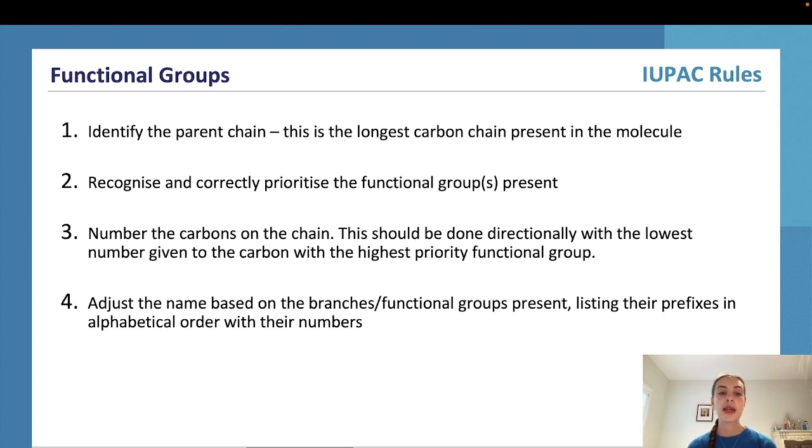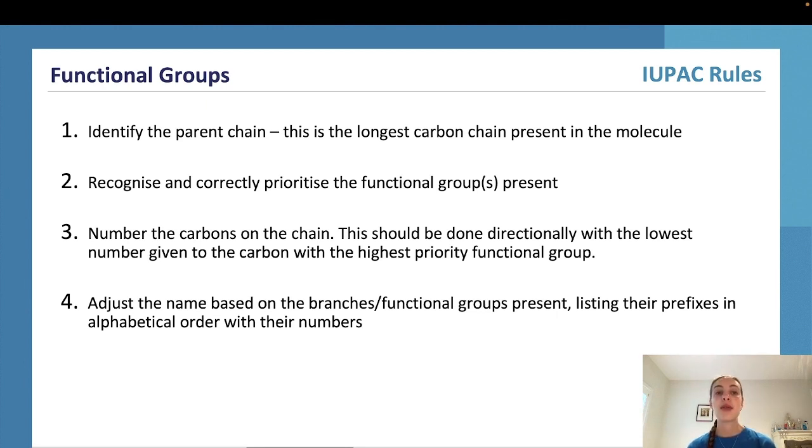The final step is adjusting the name based on branches or functional groups that are present, and this is done by listing their prefixes in alphabetical order with numbers. So we list the functional groups out the front that may be prefixes, and those prefixes will always need to be put in alphabetical order with numbering at the beginning. So if we have a methyl group on the second carbon, we would name it 2-methyl and then the rest of the chain.